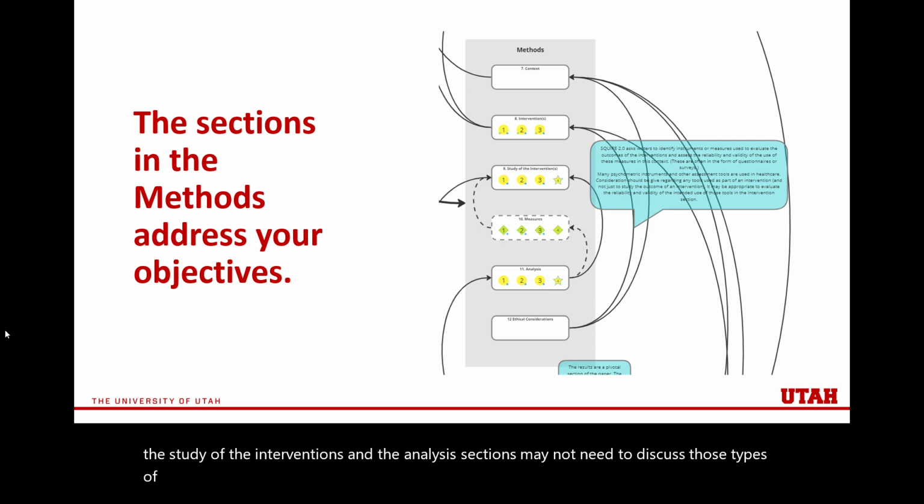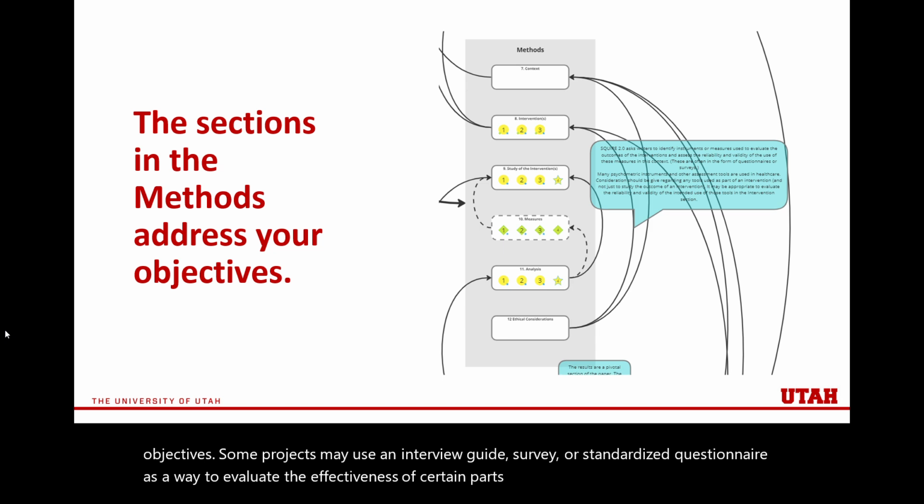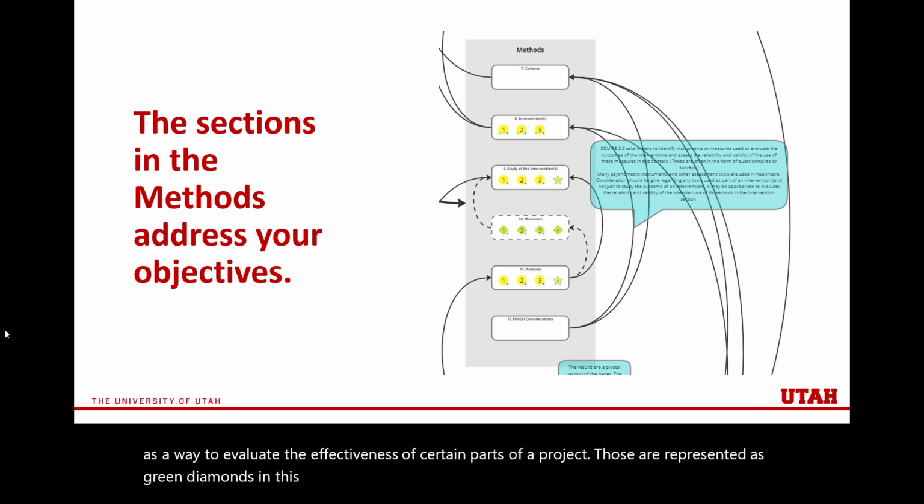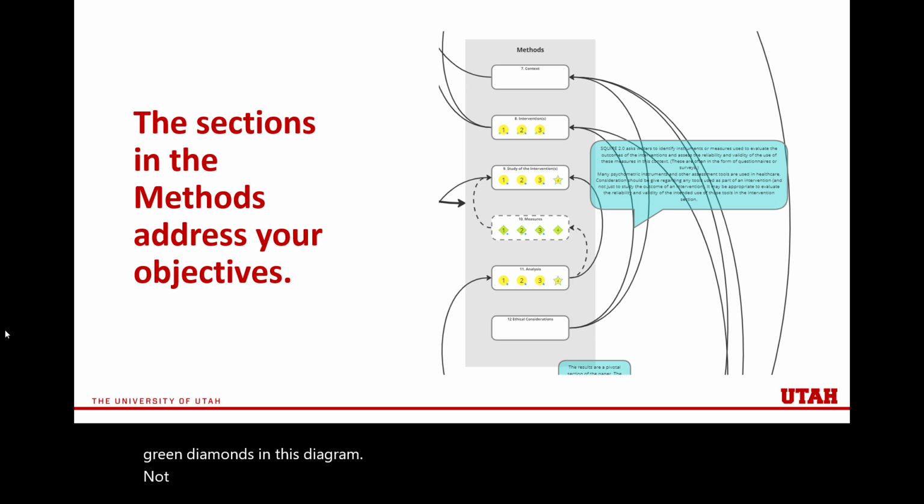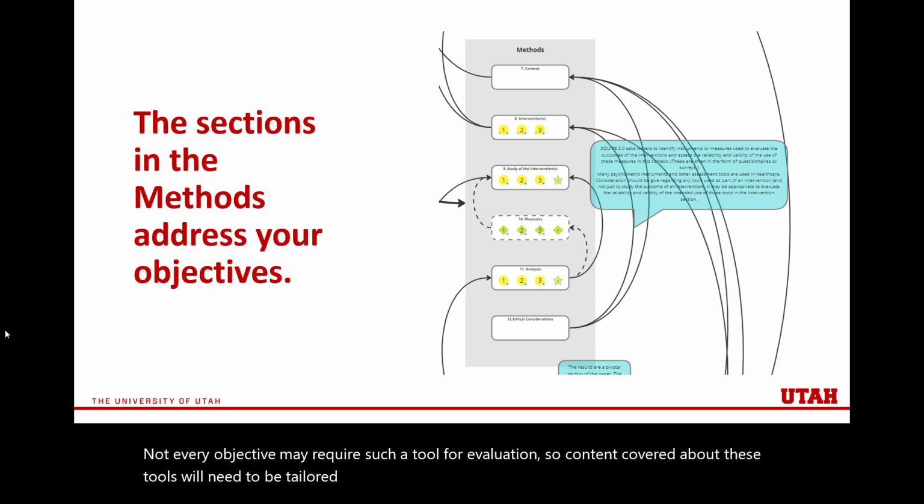Some projects may use an interview guide, survey, or standardized questionnaire as a way to evaluate the effectiveness of certain parts of a project. Those are represented as green diamonds in this diagram. Not every objective may require such a tool for evaluation, so content covered about these tools will need to be tailored to the needs of the project.